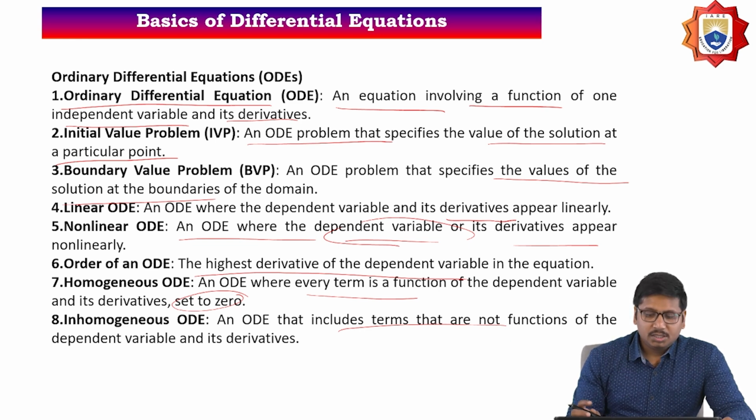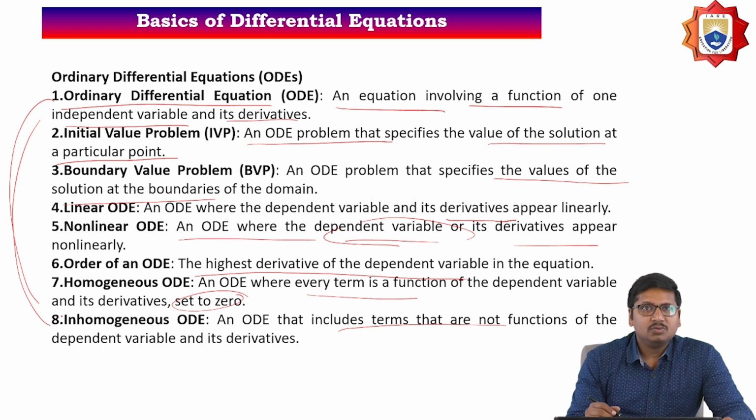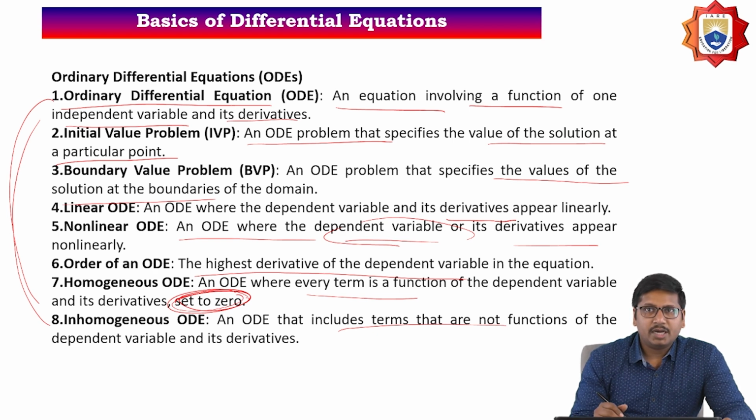So these are some of the basic terminologies we have to remember in differential equations. An equation which involves a function of an independent variable and its derivatives is an ordinary differential equation, and its types are homogeneous and non-homogeneous. Homogeneous means every term is a function of the dependent variable and its derivatives, set to zero. Non-homogeneous means it includes terms that are not functions of the dependent variable and its derivatives.